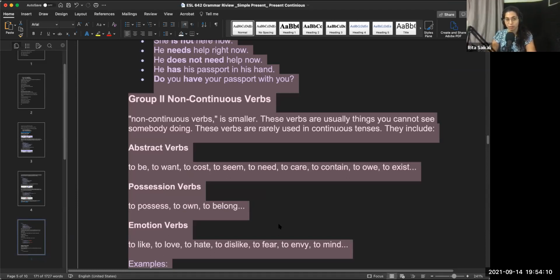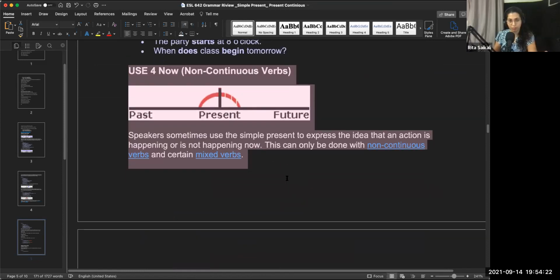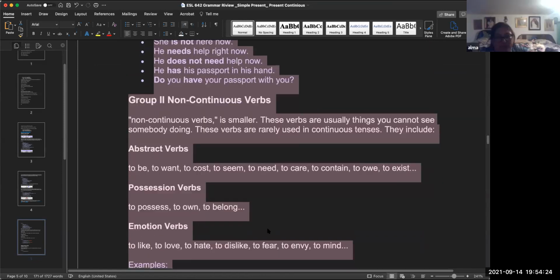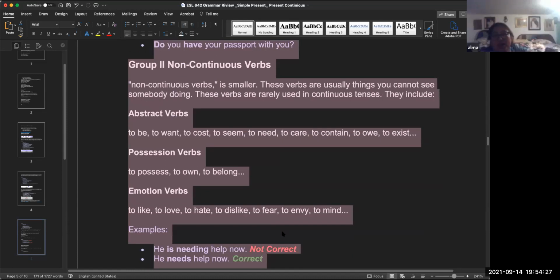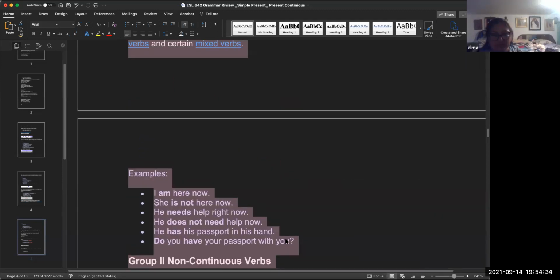Does anyone have questions? Yes. No. Okay. So just so we're not confused, we're going to leave this part out. No, I'm confused with that one. What happened? I'm confused with the present continuous.